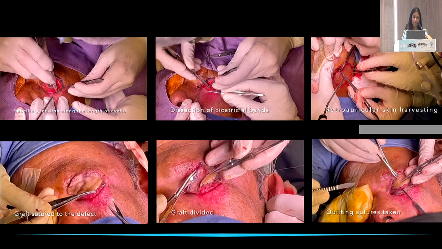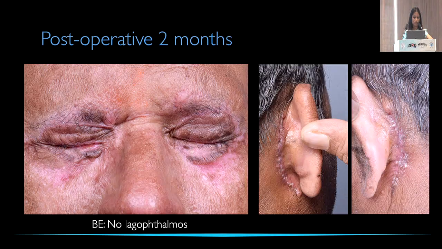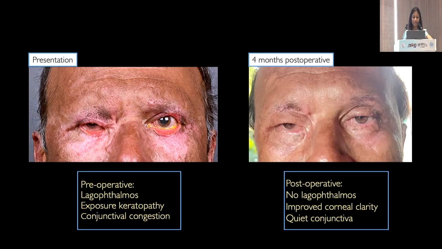And these are the steps: subciliary incision along the length of the eyelid, dissection of the cicatricial bands, retroauricular skin harvesting. We can take skin from anywhere, such as preauricular, supraclavicular, upper arm, or even the opposite eyelid. The graft was sutured to the defect and then divided between the upper and lower eyelids, and then quilting sutures were taken to adhere the graft onto the underlying tissues. This was the appearance on postoperative day 1. Both the wounds were healthy, and at postoperative 2 months of both sides, there was no lagophthalmos.